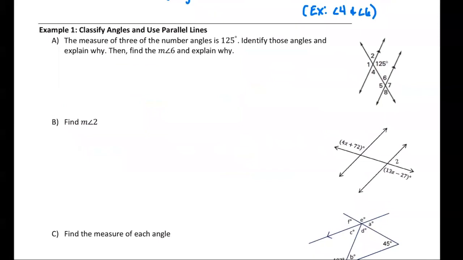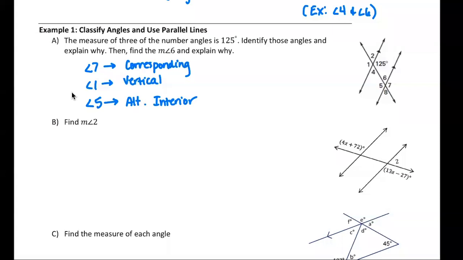So let's look at example 1A here. It says the measure of 3 of the numbered angles is 125 degrees. Identify those angles and explain why. So what I want you guys to do right now is pause your video and see if you can figure out which 3 angles are also going to be 125 degrees. Pause your video now and give it a shot.